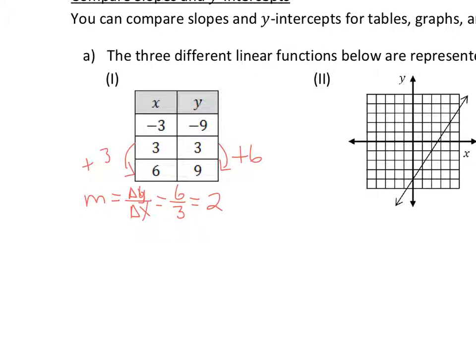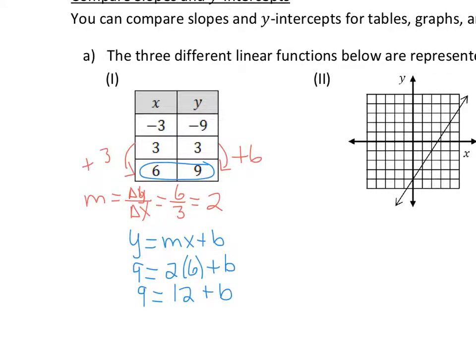To find our y-intercept, I need to plug into the slope-intercept formula. y equals mx plus b. I'm just going to pick the bottom point, no reason. I like dealing with positives though. 9 is the y value. 2 is the slope. 6 is the x value. And I don't know b. 9 equals 2 times 6 is 12 plus b, minus 12. Again, negative 3 equals b.